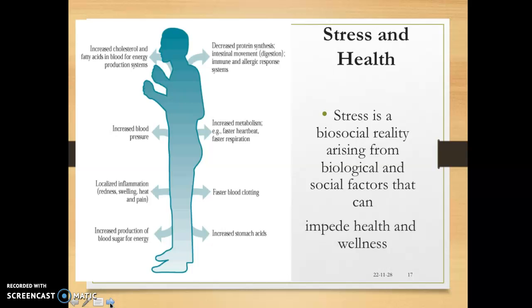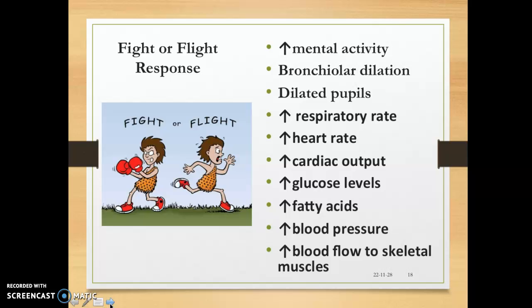So here in the diagram, look closely at some of the effects stress has on various parts of the body. And the next slide here looks at things that are associated with the fight or flight response. Again, increased mental activity, so increased mental acuity. Your bronchial tubes dilate so that you could take more air in. Your pupils dilate.